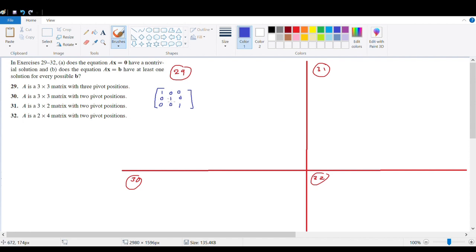Now, this is 3 by 3 with 3 pivot positions, and we need to answer: does the equation Ax = 0 have a non-trivial solution? If it has a pivot in every row, then the columns span R3, so there is no free variable. So the first answer is no, because there is no free variable.